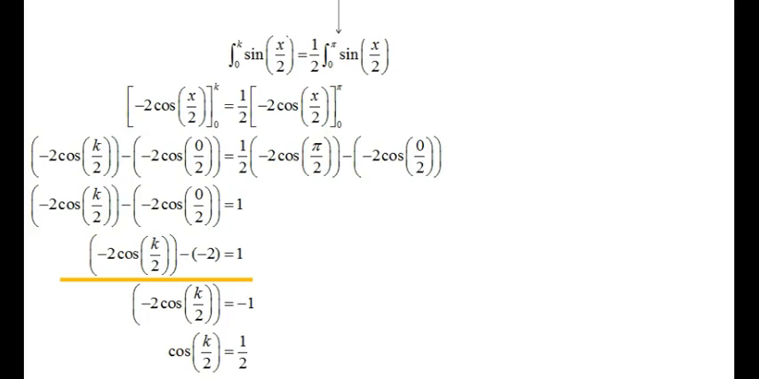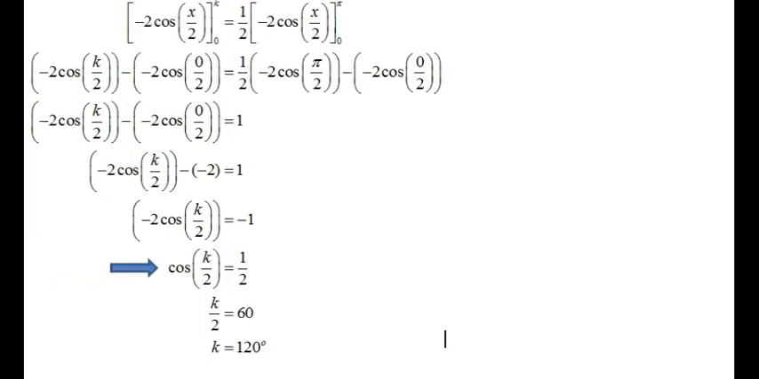And continuing to simplify, minus negative 2 or plus 2, I subtract from each side, and I'm coming down to negative 2 cos(k/2) equals negative 1. Now you've got to think back to when we did our trigonometry. If cos(k/2) equals a half, inverse cos of each side, k over 2 equals 60 degrees, and hence k is 120. Degrees or radians, it doesn't matter as long as we're consistent through our question.